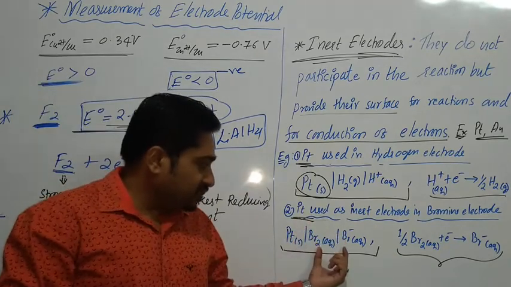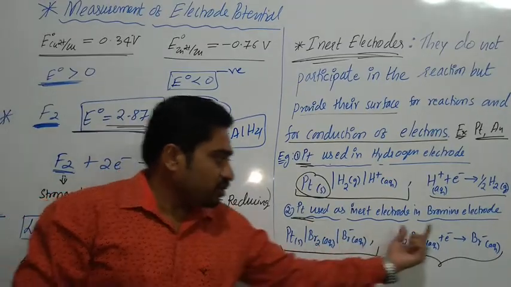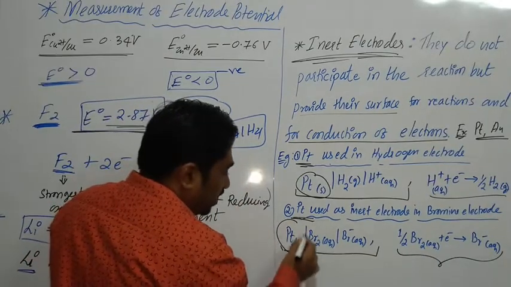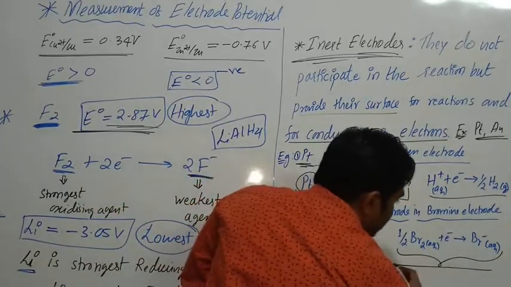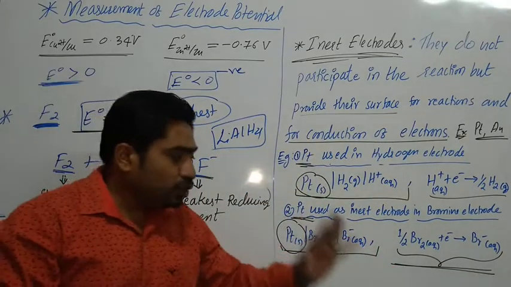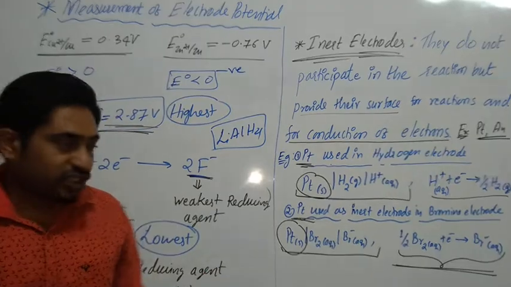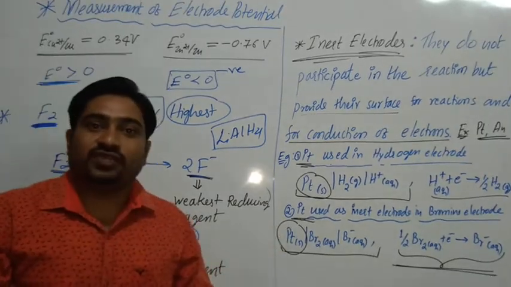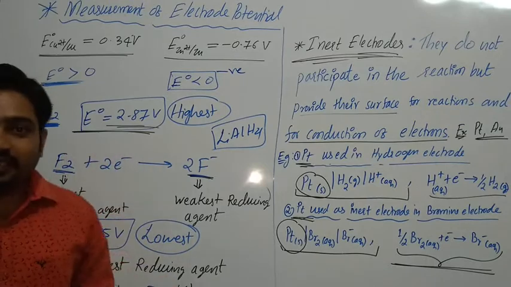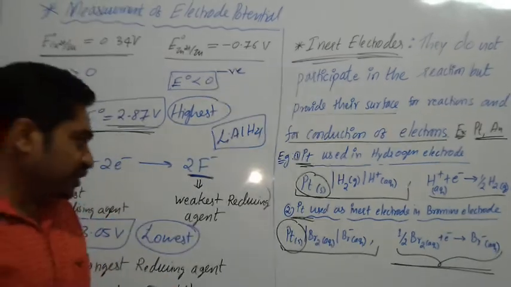See here, this is my electrode. In this electrode, this chemical reaction is taking place. Our electrode consists of platinum, but platinum is absent in the chemical reaction, meaning platinum does not participate in the chemical reaction. It only provides its surface area for the chemical reaction. So this is about electrode potential.